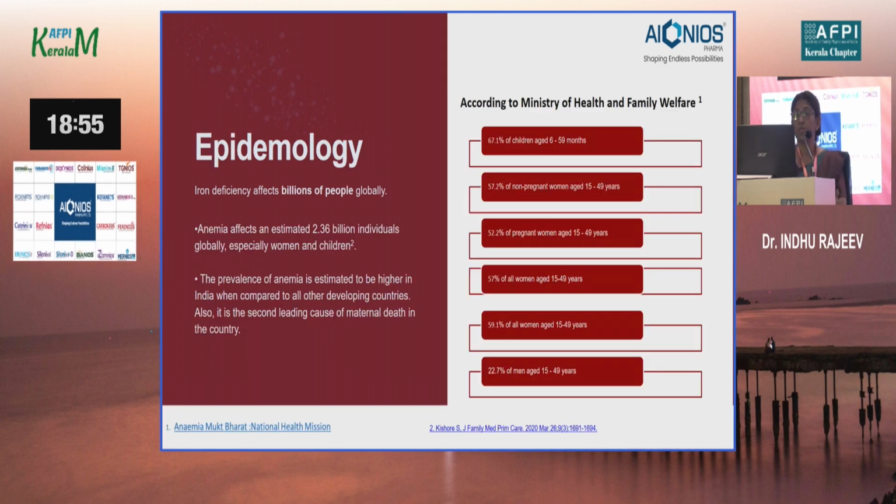According to the Ministry of Health and Family Welfare, among children and non-pregnant women, more than 50% of the people are anemic. Whereas in men, around 22.7% between the age of 15 to 49 years are anemic. The prevalence of anemia is higher in India compared to other developing countries, and it's also the second leading cause of maternal death in our country.